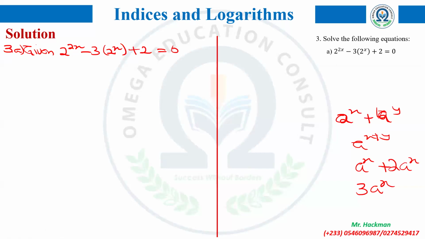Mr. Hackman, yes, please, can't you multiply the 3 times the 2x to get 6x, then you change it to a common base? Multiply which one? The 3 there times the 2x, right? Then you get 6x. Which 3? This 3 here, you multiply by the 2x, then you get 6x. Then you reduce it to a common base. Mr. Hackman, how many times did I call you? 3 times.